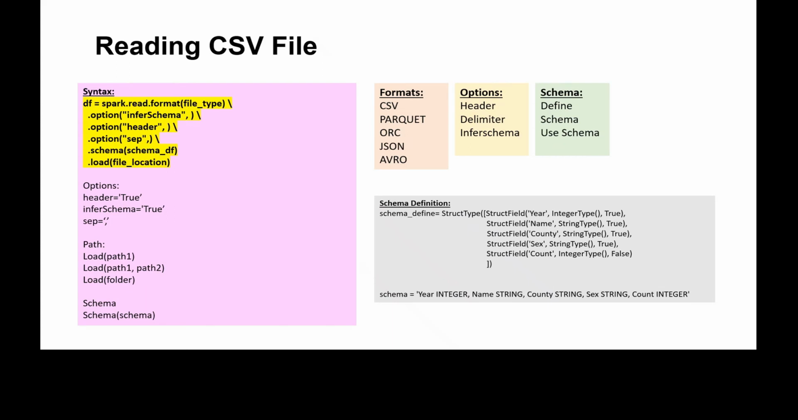And the last option, load. For loading, we have to give the file location. So the file location could be single file or it could be multiple files, or we can read all the files under a folder. Now we can give any value as a parameter. It could be single file, multiple files or folder.